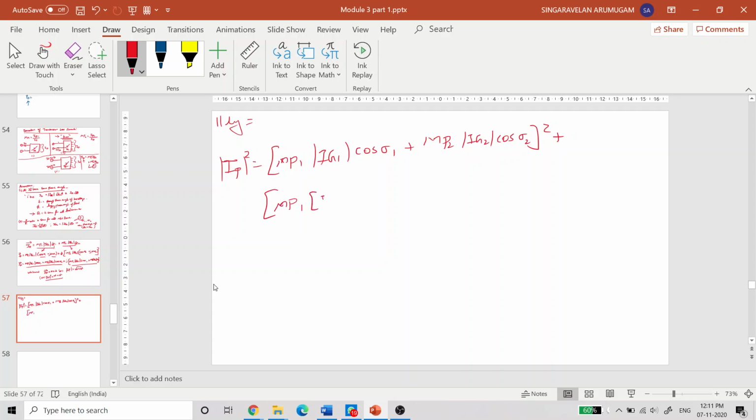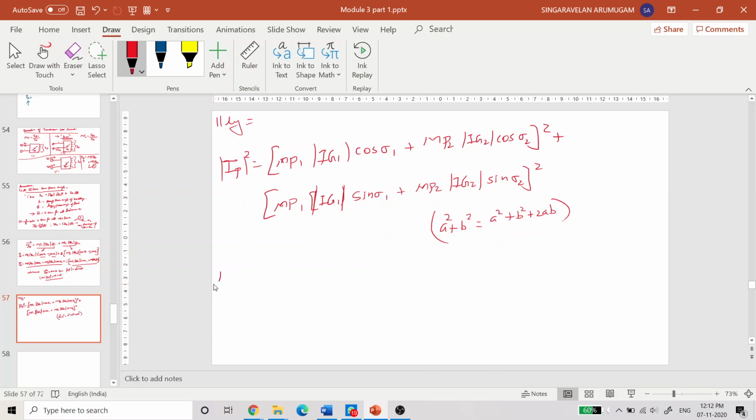modulus MP1 Ig1 sine delta 1 plus MP2 Ig2 sine delta 2 whole square. So this is in the form of A plus B whole square. So we know that A plus B whole square is equal to A square plus B square plus 2AB. So we can split this equation in this form.